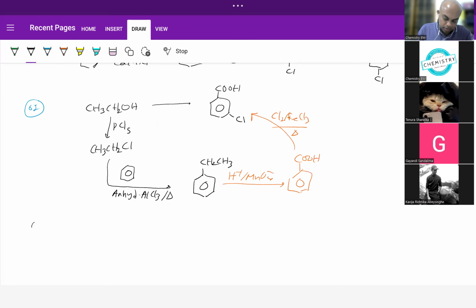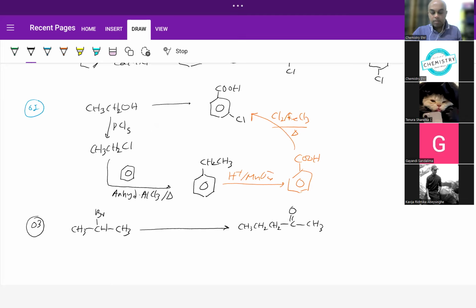Then I'm moving into the next one. CH3 CH CH3 Br. This has to be converted into CH3 CH2 CH2 C double bond O CH3. At the end of the day, a ketone is formed. Anyone who has done this one?